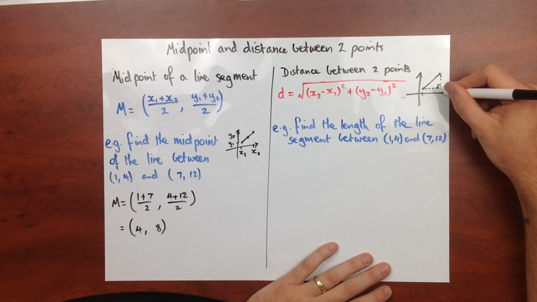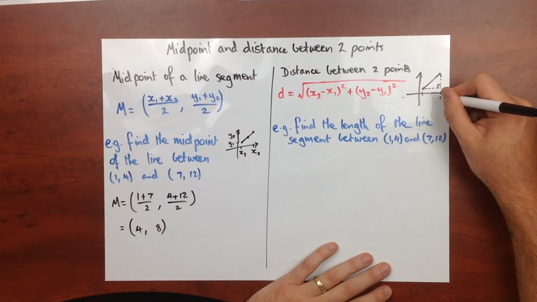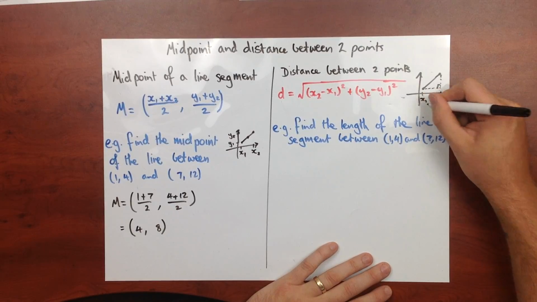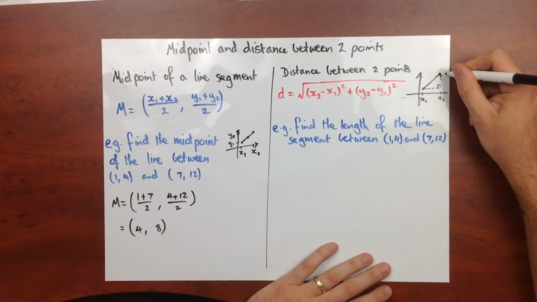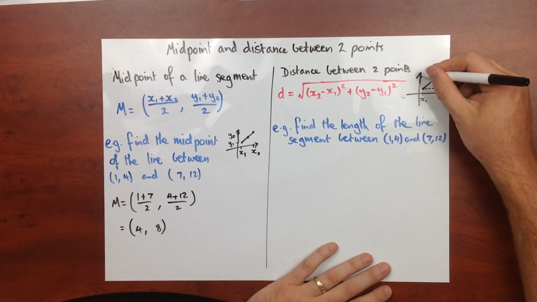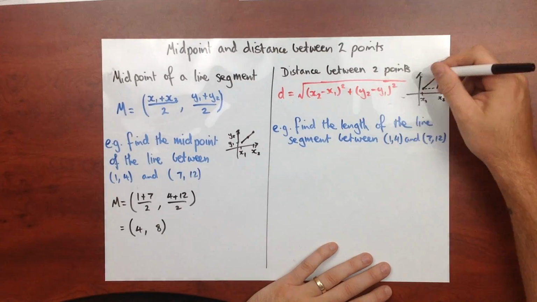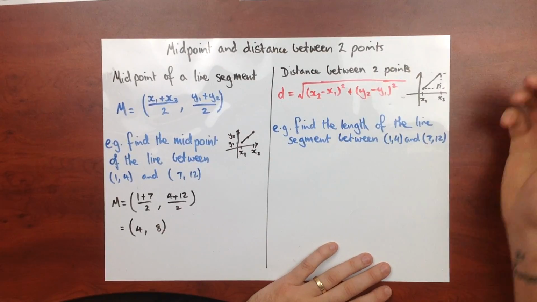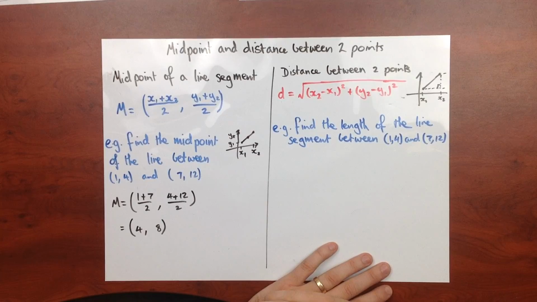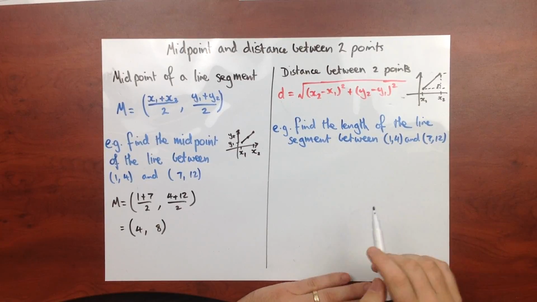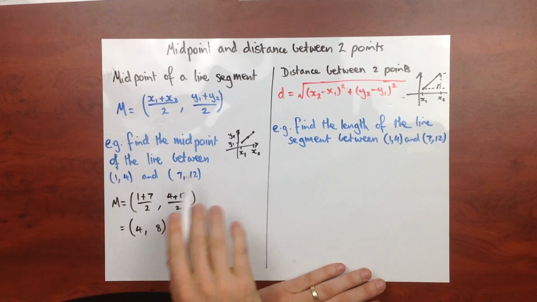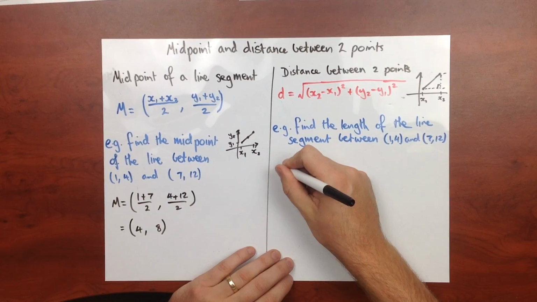How long is this side? Well, it's the difference between the x values, so x2 minus x1. And here it's going to be the difference between our y values, which is y2 minus y1. And square both of them for Pythagoras' theorem. So we're going to find the length of the line segment between 1, 4 and 7, 12. So it's actually the length of this line segment we had before.